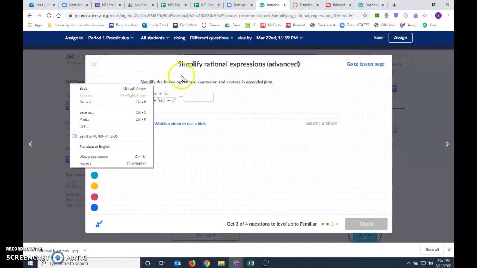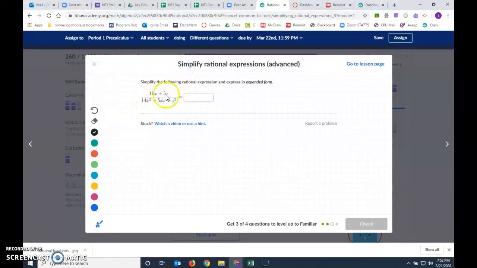Alright, so anyway, the first thing we can do is see that a 5 can factor out of the numerator. So 5, this will be 2x plus z. Now I'm writing with my mouse, so you're going to have to bear with me.